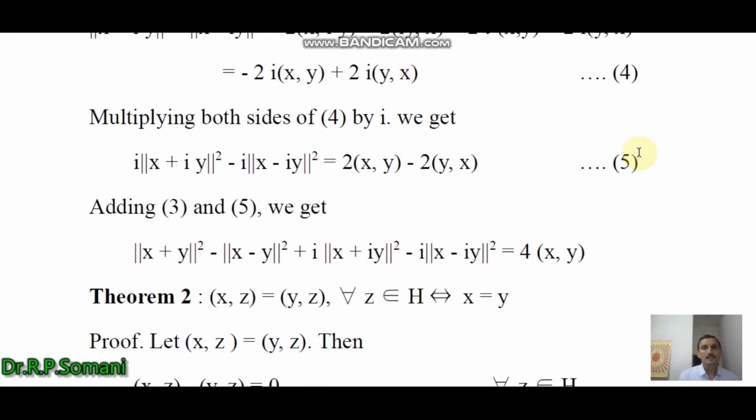Adding equations 3 and 5, we get the desired result, the polarization identity.